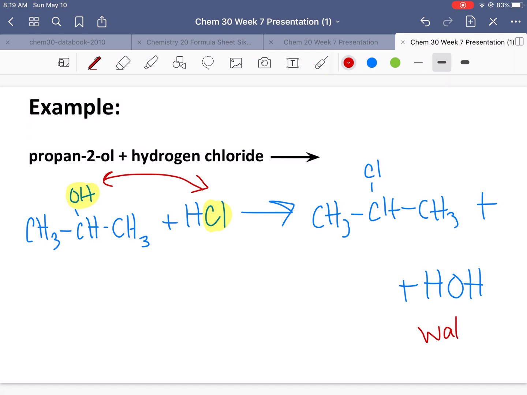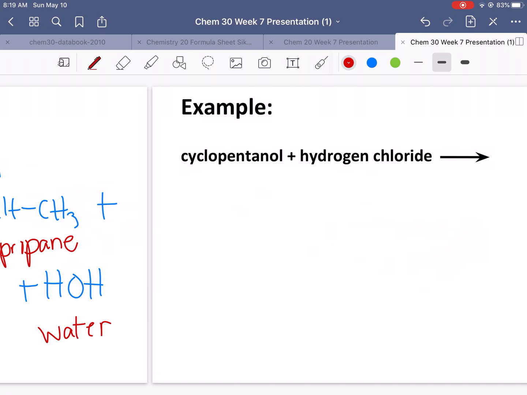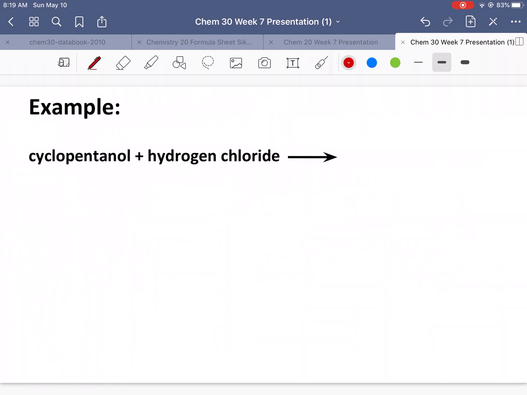Now, in terms of what do we have here, you have to name both of them. And yeah, that includes naming the water. I know that seems obvious, but too bad. Name all the products. That's what the questions will say. That chlorine is on carbon 2, so 2-chloropropane. No isomers. The chlorine can only go on carbon 2 because that's where the hydroxyl group was that we swapped off with.